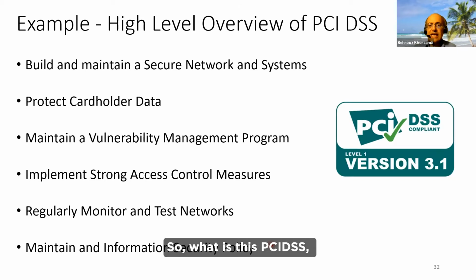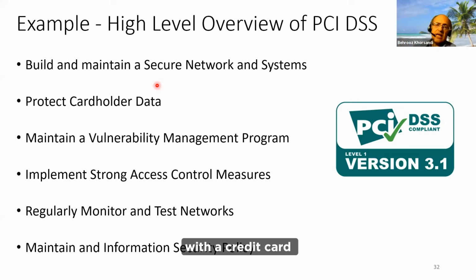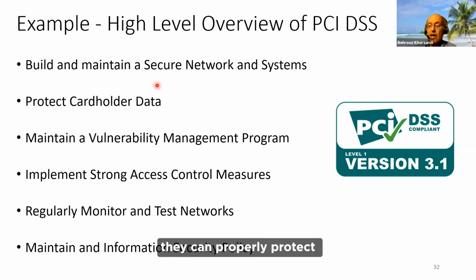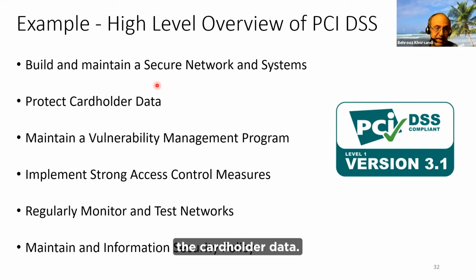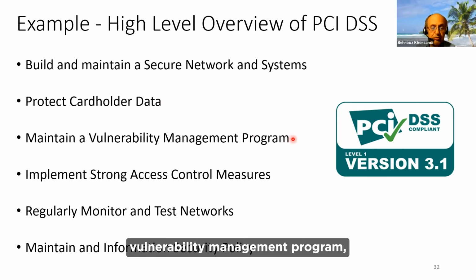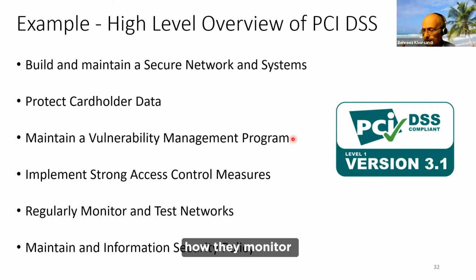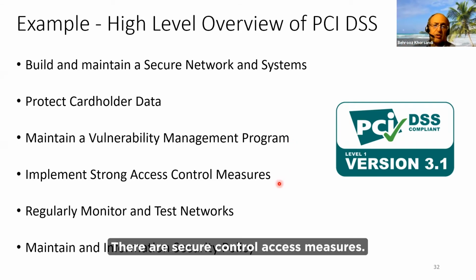So what is this PCI DSS, which currently sits at version 3.1, all about? Whoever is in the credit card industry has to abide by these 6 measures. They want to make sure they have built a secure network and secure systems. They can properly protect the cardholder data. They want to maintain a vulnerability management program, how they monitor for vulnerabilities. There are secure control access measures.